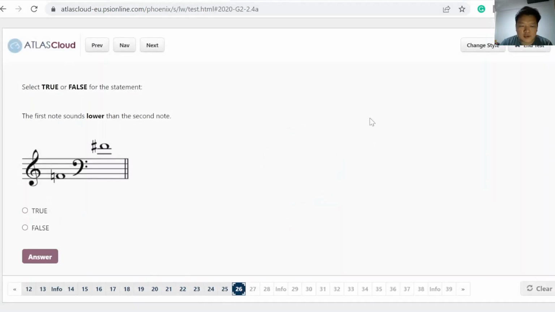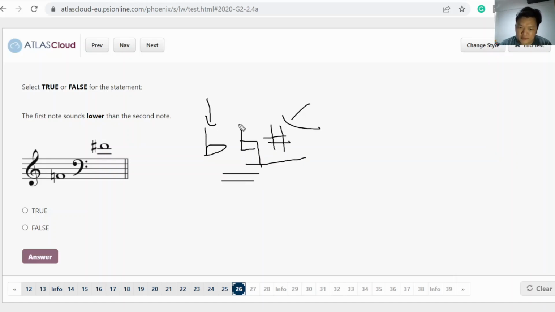True or false? Okay, remember this: higher note or the lowest note. Natural is at the center, sharp is always the highest, right? Flat is always the lowest. So if you compare these two, which one is higher? The sharp is higher. If you compare these two, which one is lower? The flat is lower. Okay, so you must understand, sharp is always highest, flat is always lowest.